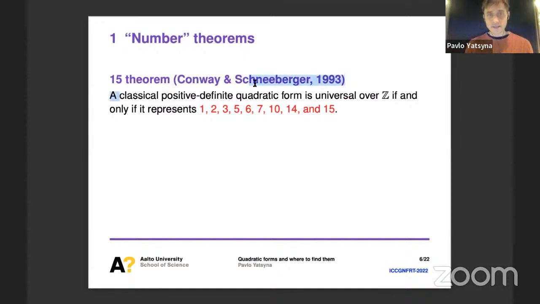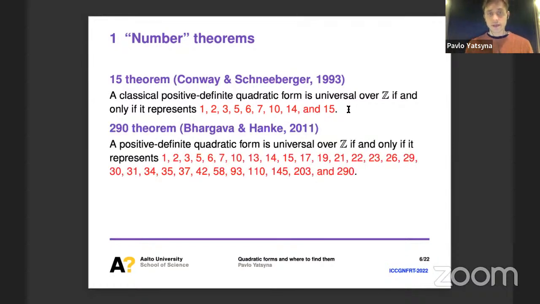So you're going to get a rational integer symmetric matrix. If you have this classical positive definite quadratic form, then this form is universal over rational integers if it represents all integers between 1 and 15. Right? So you have a finite set of numbers you need to check, and if your form represents these numbers, then your form is universal. And later, this got improved.